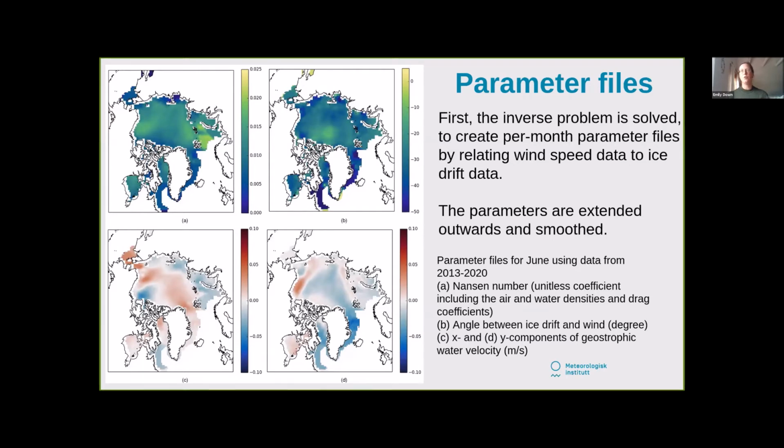Per month, we solve the inverse problem to find the parameters that link the wind speed to the sea ice drift. And these are the parameter files for June. So there's the Nansen number, which is some coefficient which links air and water densities and drag coefficients. Then there's the angle between the ice drift and the wind. And then there's the two components of the geostrophic water velocity. And these parameter maps are extended and smoothed so that they can be useful for all regions that there might be ice.